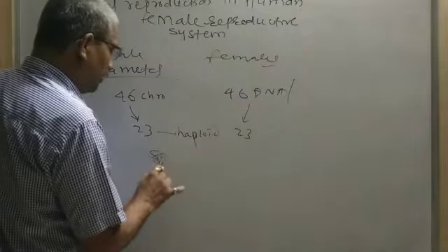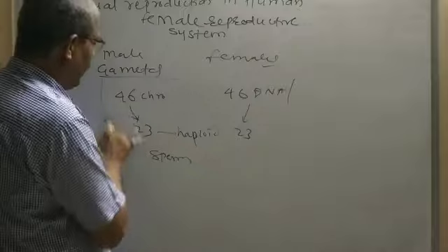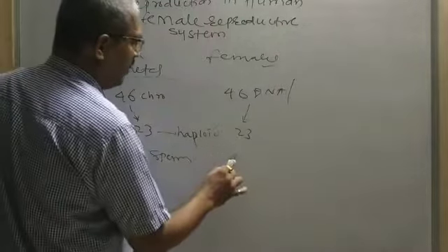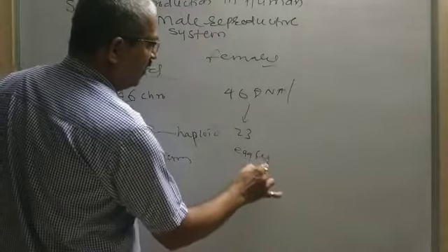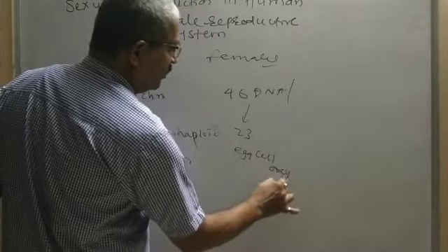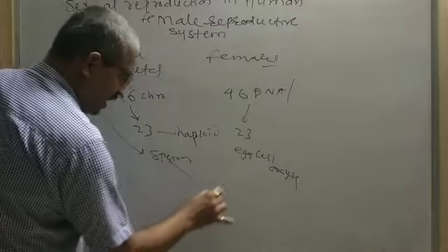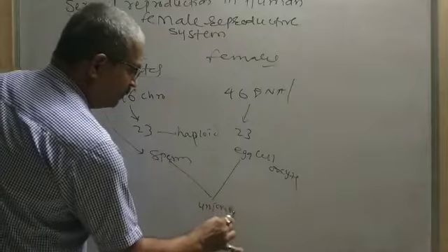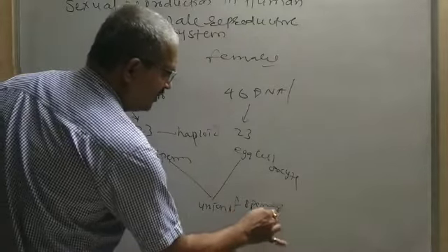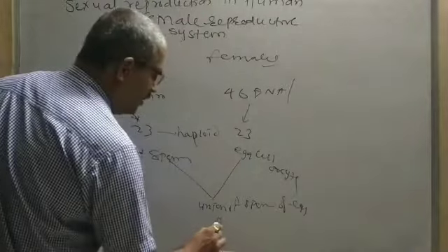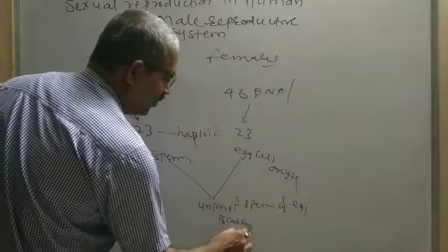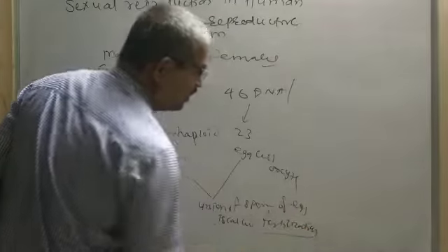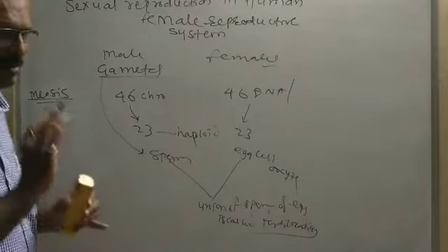Now the sperm cell comes from the male gamete. The sperm cell is produced in the male, and the female gamete contains the egg cell, that is the oocyte. Then the sperm cell and egg cell come together. The union of sperm cell and egg cell is called fertilization. This fertilization is internal fertilization.